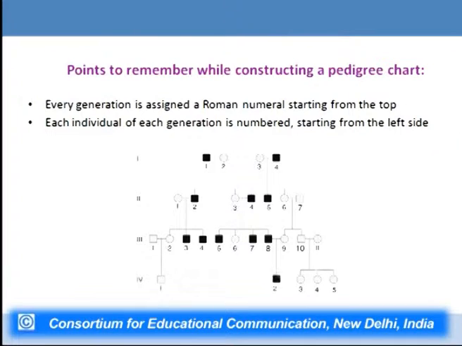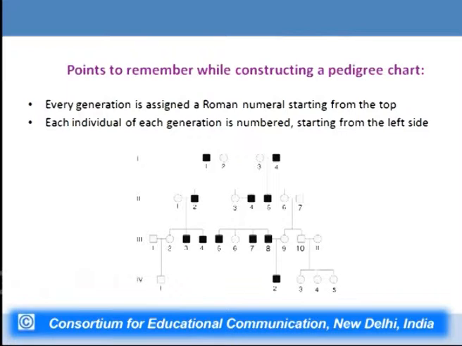While we are constructing a pedigree chart, there are certain points to be remembered, and these 2 important points are that every generation of a pedigree chart will be assigned a Roman numeral, starting from the top. So, the most ancient generation would be represented by Roman numeral 1, their offspring would be represented by 2, followed by their offspring which would be represented by 3, 4 and so on. Also, in each generation we would be assigning a number to all of the individuals starting from the left side.